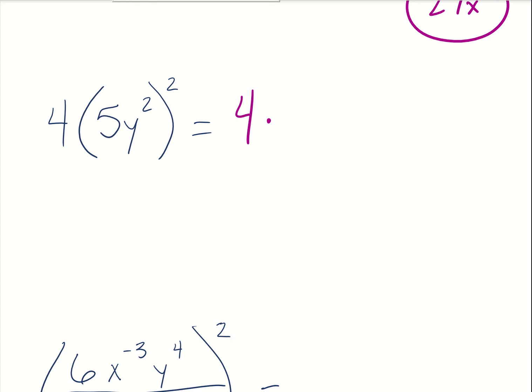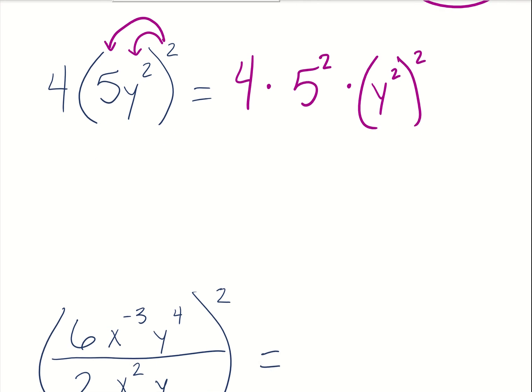So now I'm just doing the same thing that I did on the last problem. I'm going to put that 2 onto both of these. Separate my numbers and my variables. So I have 5 squared, and then I have y squared.